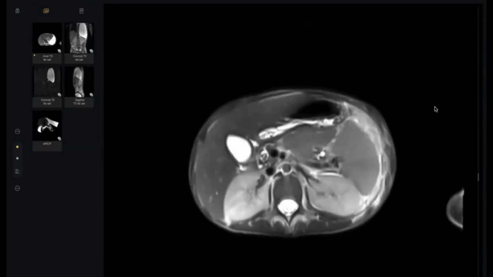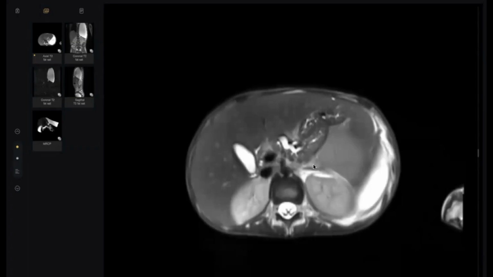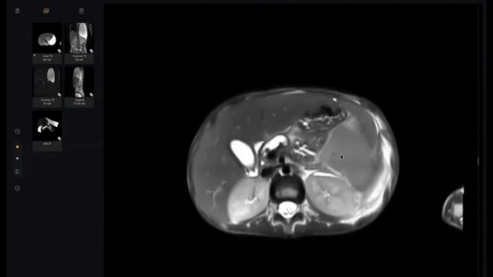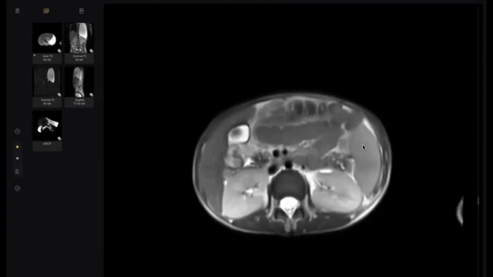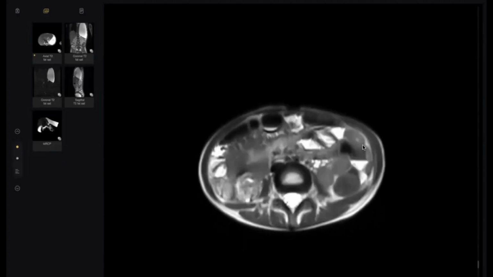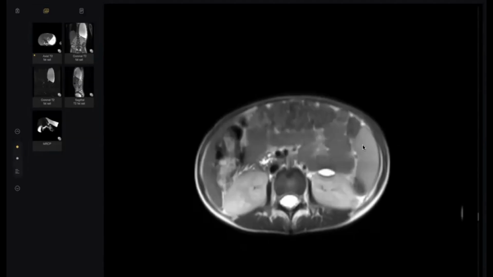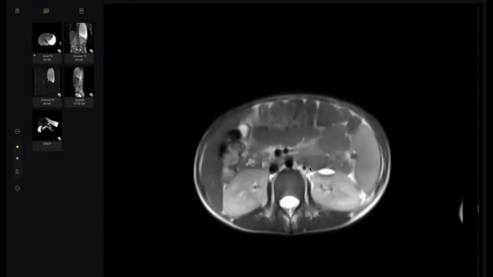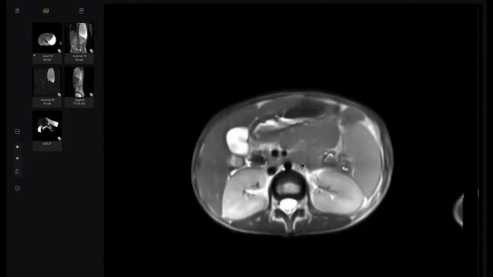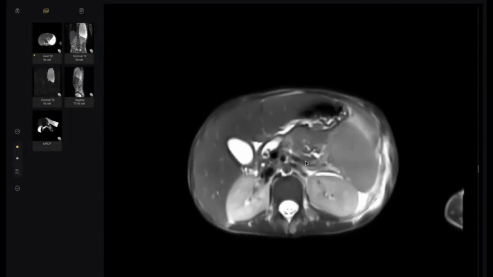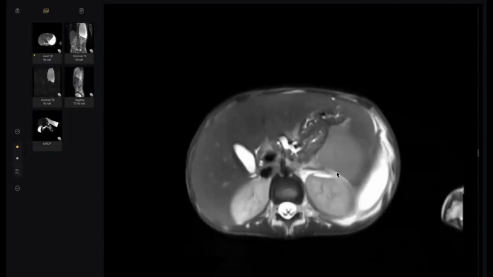Sir, also the pancreas, I think it seems to be a little atrophic. For an 11-year-old, you are right. Pancreas is a little atrophic. Maybe cystic fibrosis may also be considered. See, doctor, this is not contrast. This is T2, I think fat set.